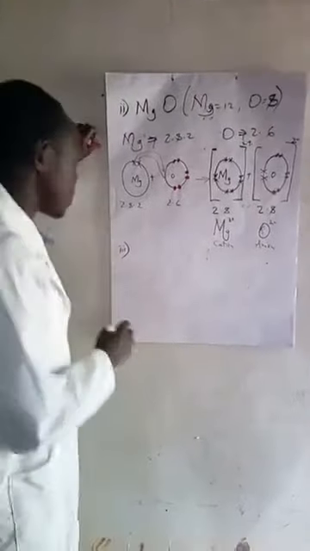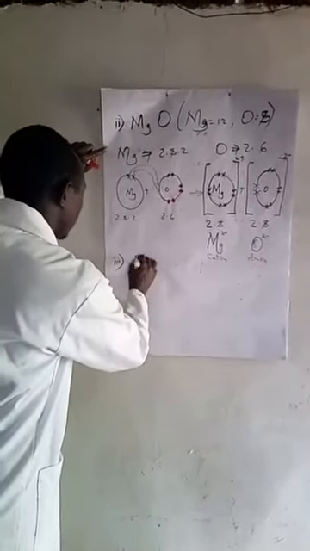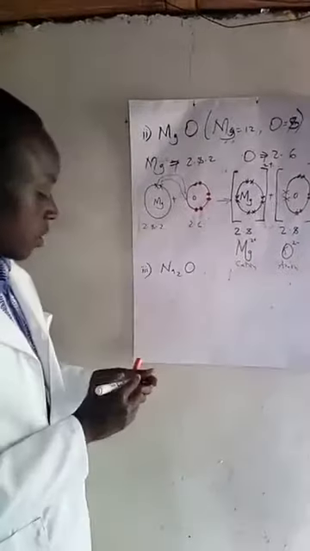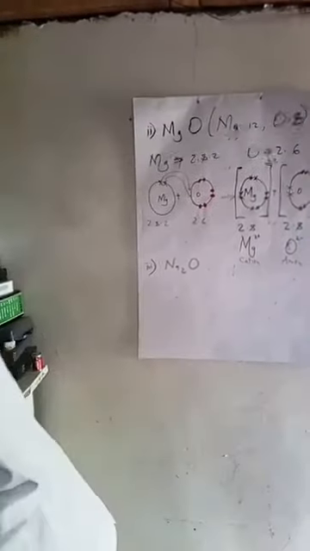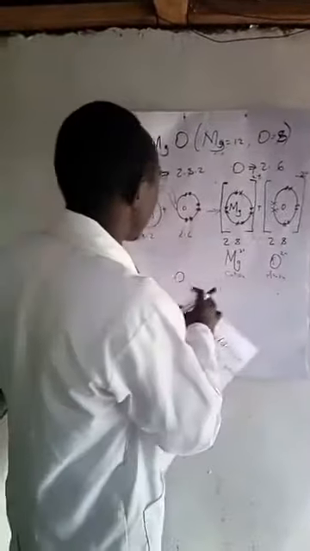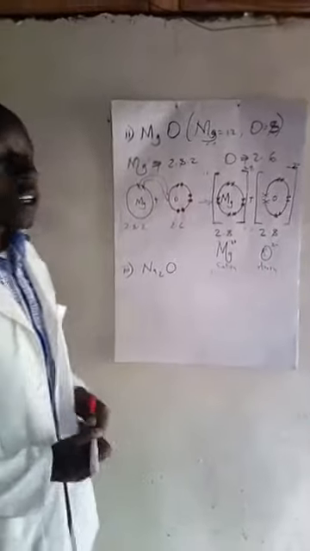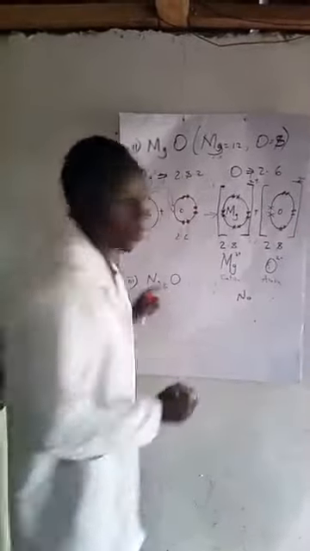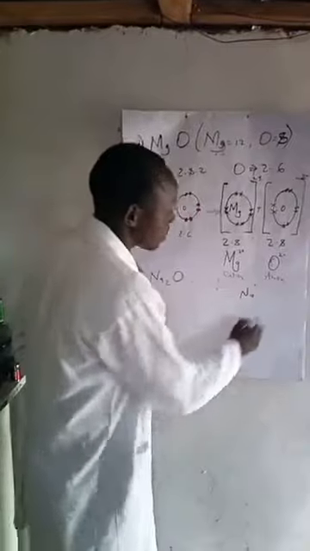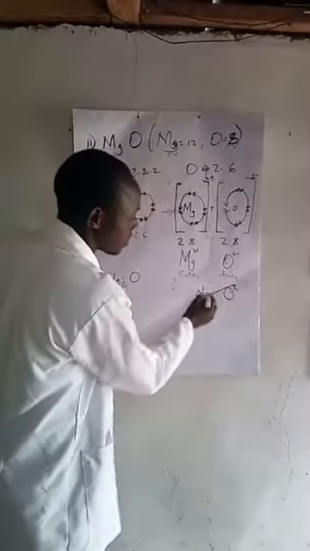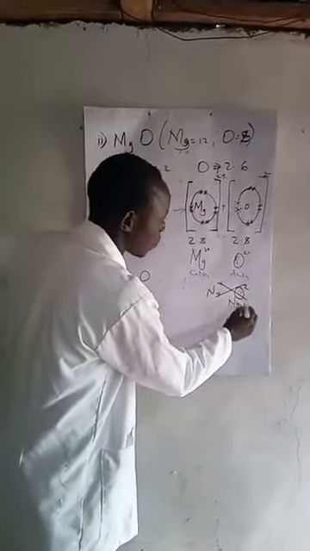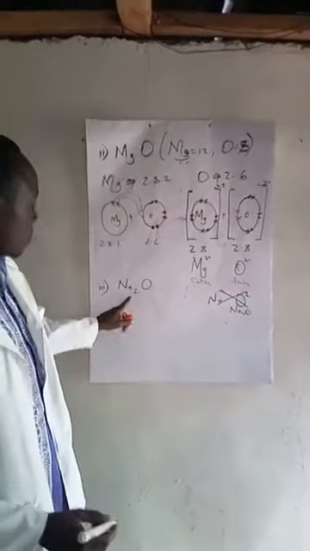3. Let us look at a bond between sodium and oxygen to form sodium oxide. Just to make a recap, in a previous topic we learned how to write chemical formulas. Sodium loses 1, so the valency of sodium is 1. The valency of oxygen is 2. So when you exchange the valencies, you have Na2O. That's why we write the formula of sodium oxide like this.